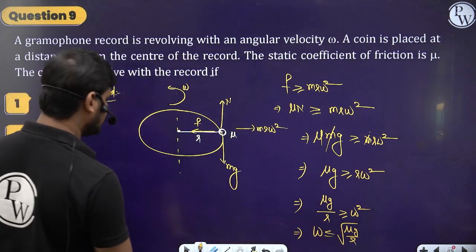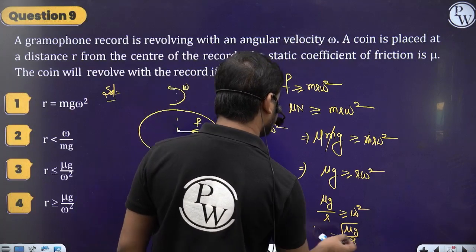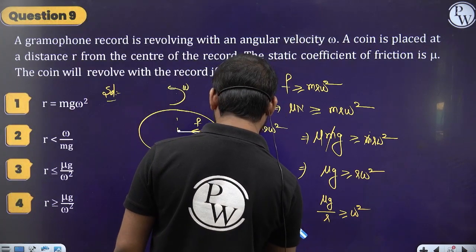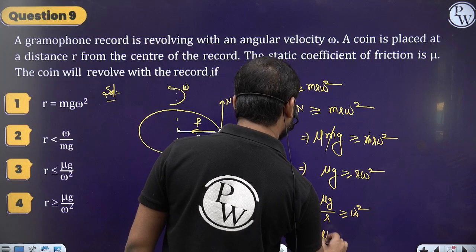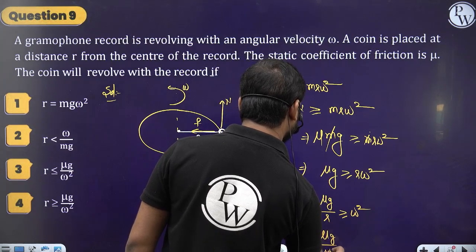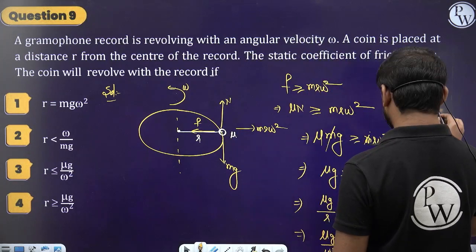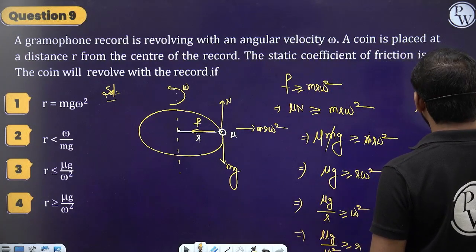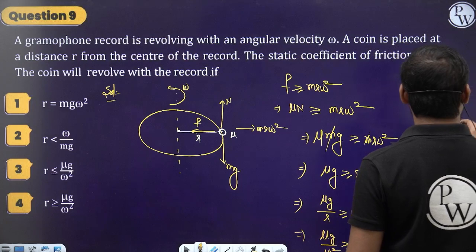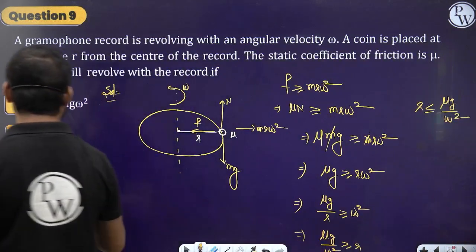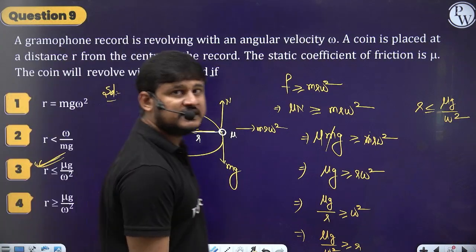So they are asking what r is, right? What is the r value they should be? They are asking. So mu g by omega square should be greater than or equal to r. That means r should be less than or equal to mu g by omega square. Option 3 is the correct one.